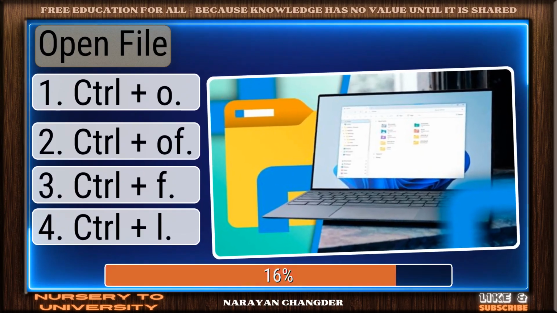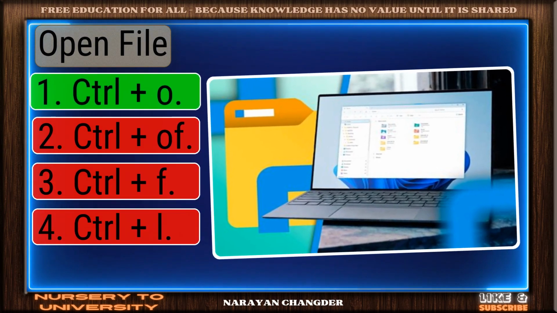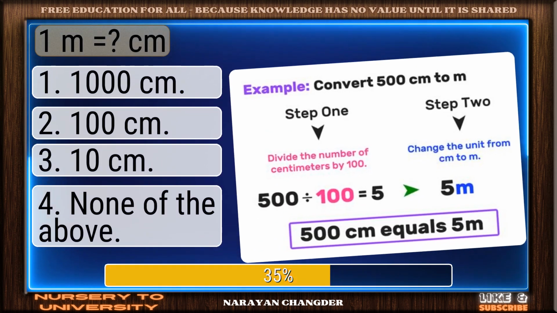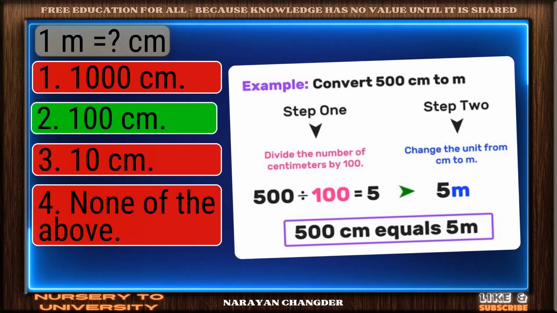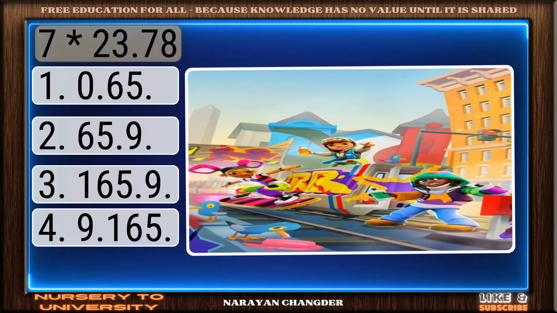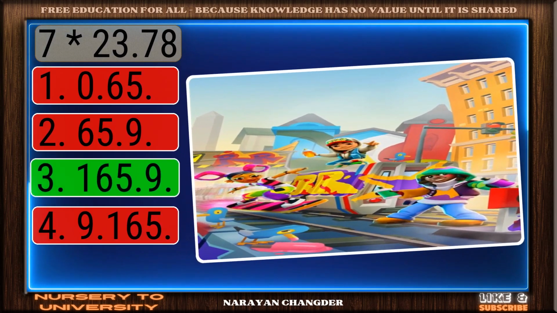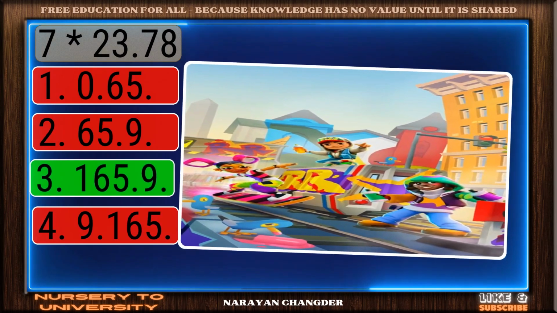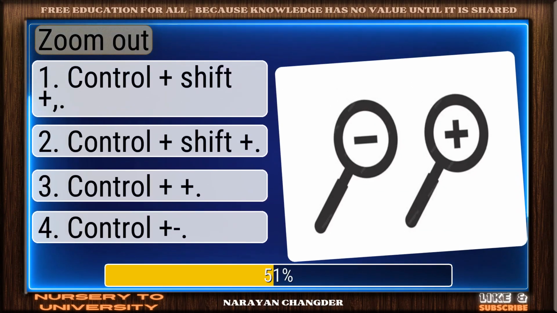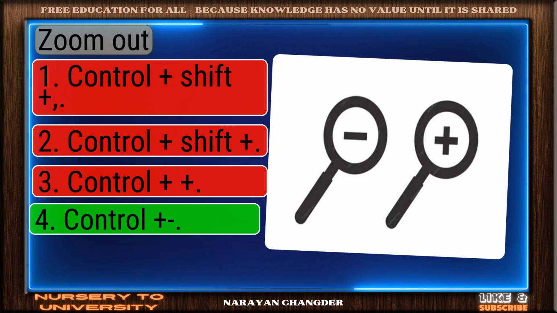Open file. Good thinking. Ctrl plus O is the right answer. 1 m equal to dash cm. Excellent choice. 100 cm is the right answer. 78. Exactly. 165.9 makes sense and it is the right choice. Zoom out. Bravo. Control plus minus is the answer.